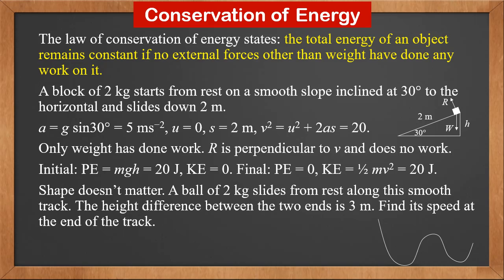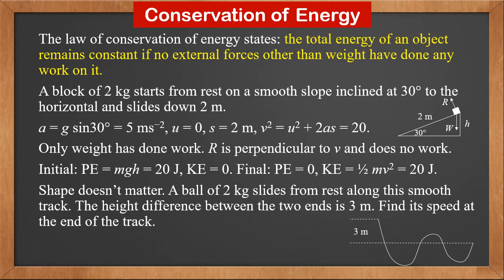Notice, the shape in which the block travels doesn't matter. For example, a ball of 2 kg slides from rest along this smooth track. The height difference between the two ends is 3 meters. Find its speed at the end of the track.